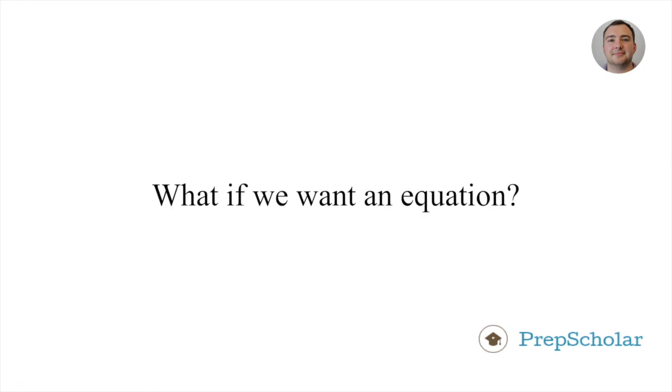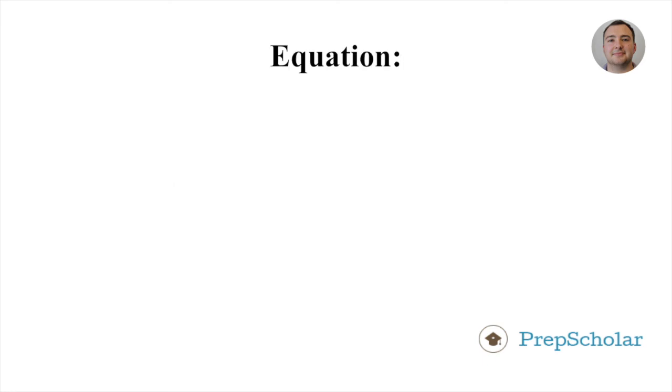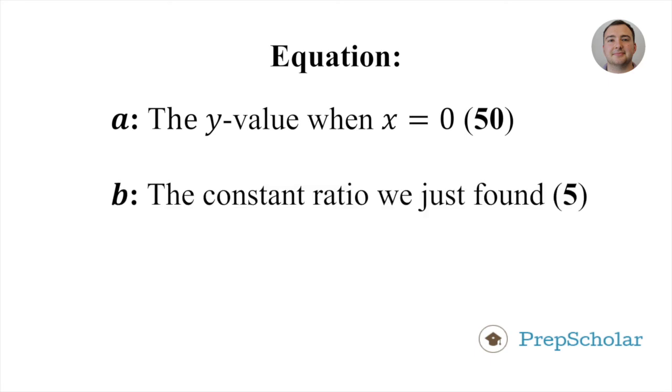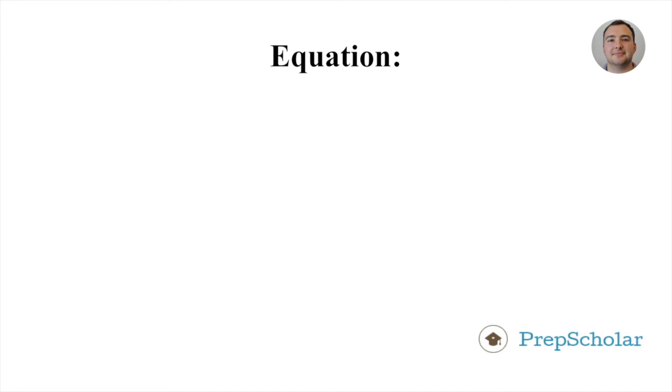What if we want to calculate an equation based on a table? To make an equation, we need 3 different values. The constant a is represented by the y value when x is equal to 0, in this case 50. The constant b is the constant ratio that we just found, in this case 5. And c is usually absent, just like it is elsewhere on the test. Therefore, our equation in this particular case is f of x equals 50 times 5 to the xth power.